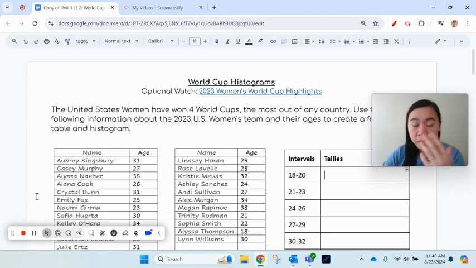You actually want to complete the assignment on your own because at the end of the day, for this assignment, you want to be able to make frequency tables and histograms on your own accurately. So use this to practice.